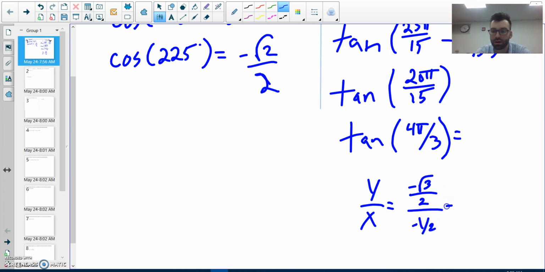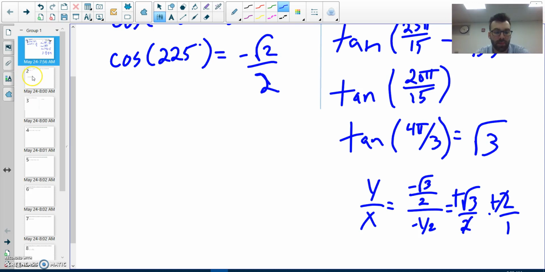I'm just going to do this work. You may have it already written down in your unit circle, and that's fine. Divide by a fraction, multiply by the reciprocal. The 2's cancel, negatives cancel, so I get root 3. You may have had this on your unit circle already. I just want to show how you would get that.